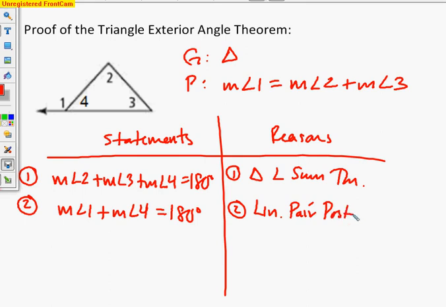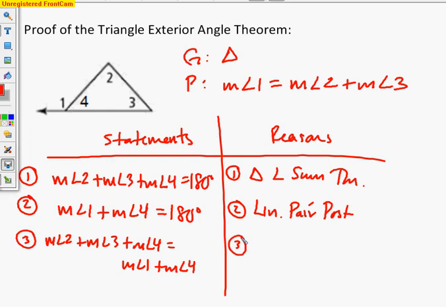And now look, if those three angles equal 180, right? 2, 3, and 4, and 1 and 4 equal 180, then we can do a substitution and say that the measure of angle 2 plus the measure of angle 3 plus the measure of angle 4 equals the measure of angle 1 plus the measure of angle 4. And this is by substitution because they both equal 180.